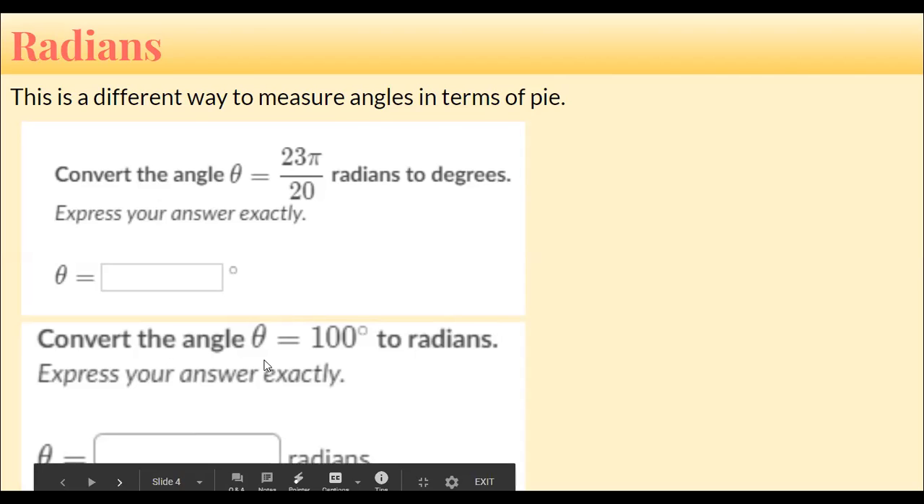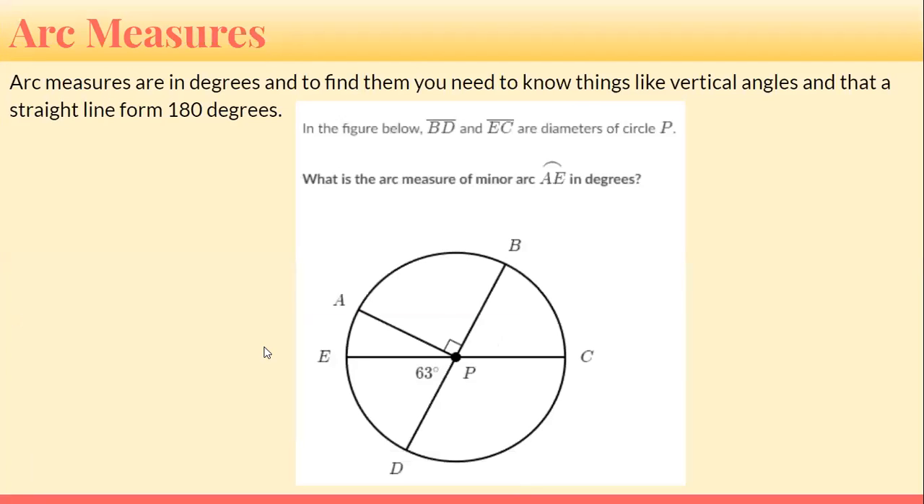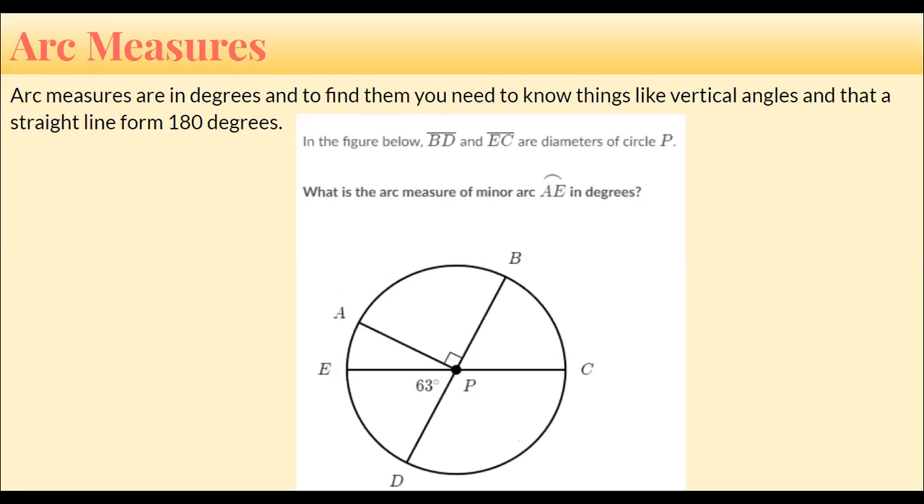Okay, so let's look at this really great concept called arc measures. So arc measures are in degrees, and to find them, you need to know things like vertical angles and that a line forms 180 degrees. Now that is fairly simple. Most people in middle school know that vertical angles are equal and that a line forms 180 degrees.